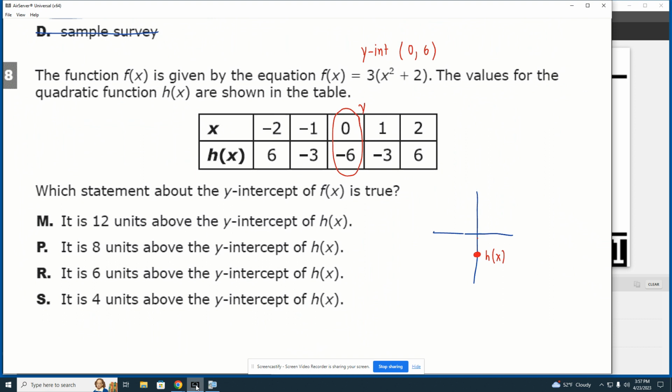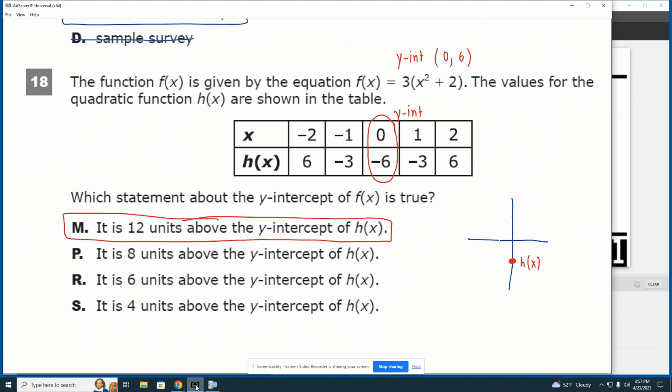So what we have here is a y-intercept on f of x that's at 0, +6. We have a y-intercept with h of x that's at 0, -6. Well, how far are those from each other? Well, from 6 to -6 is 12 whole units. So f is 12 units above the y-intercept of h of x. Okay? That's what we know. So use your graph and make sure you understand what you're comparing. We're not talking about the x-intercept. We would be looking for where y equals 0, but we're looking for the y-intercept, so where x equals 0.